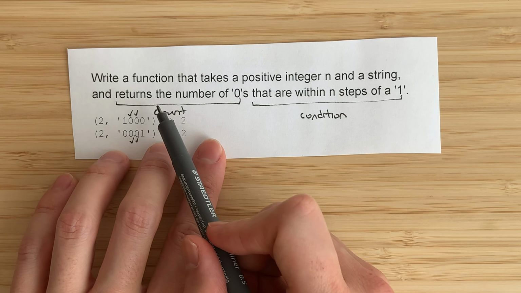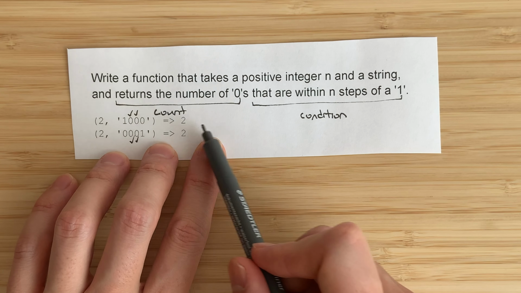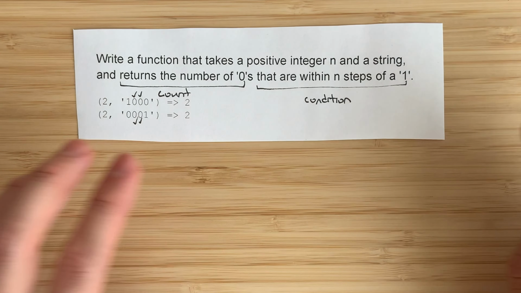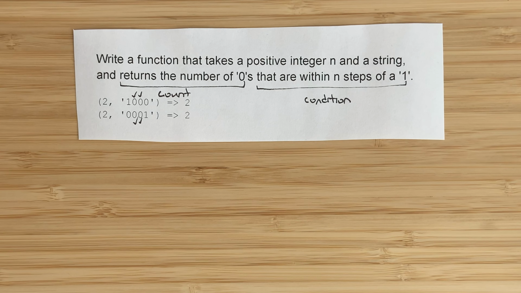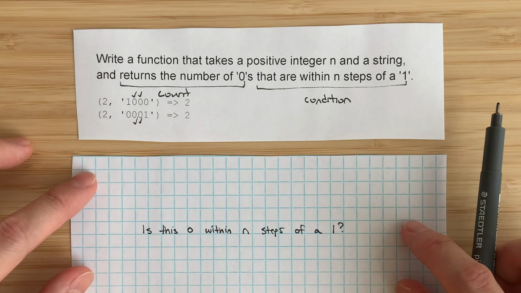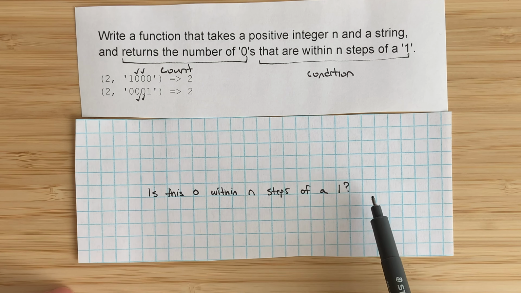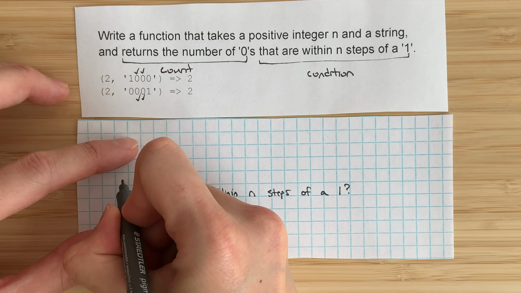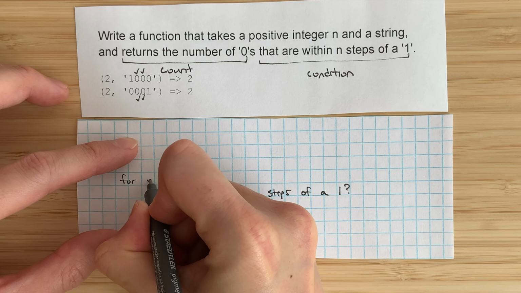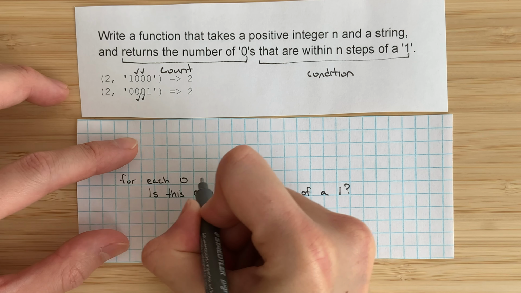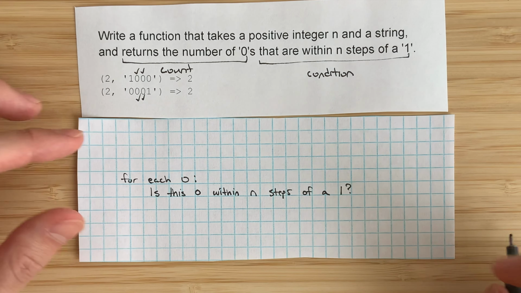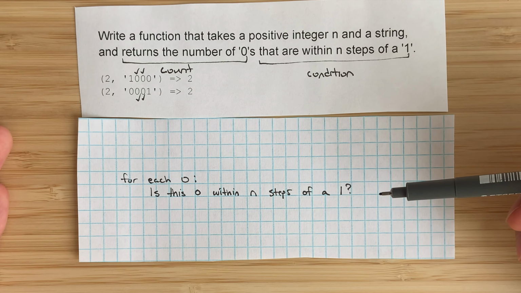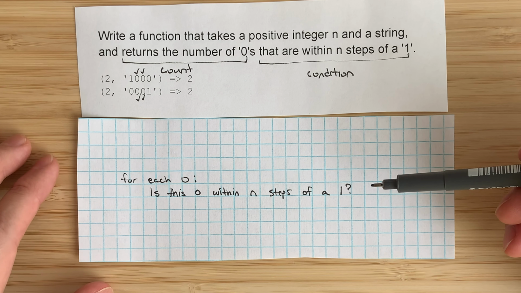So I'm noticing that the question talks about zeros in the aggregate, but we're going to need to examine each 0 individually, so it makes more sense to think about it this way. And of course, we need to ask this repeatedly, so I'll add "for each 0 in the input." And then here I'm noticing we're getting the structure of a possible solution for free.